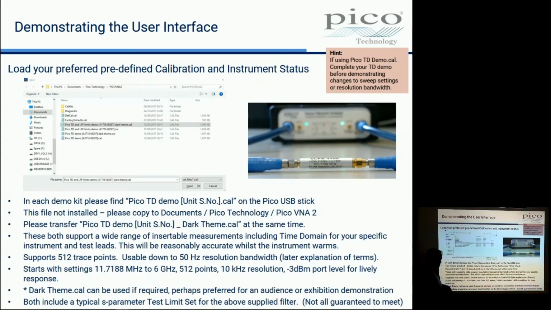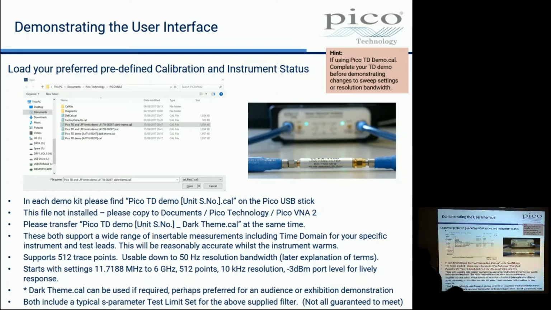I've chosen 512 trace points, usable down to 50 Hz resolution bandwidth. All of these things we'll explain in a little while. It starts up at about 12 megahertz to 6 gigahertz, and it's running there. That's if you open the dark theme demo and connect the DUT. Don't know whether you can see that, but on the screen there we've got an updating trace, and that is giving us a reasonably accurate measurement of that DUT straight away.